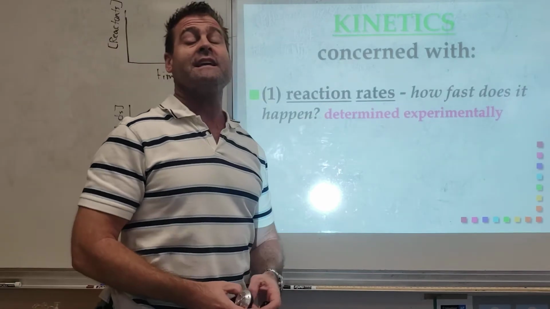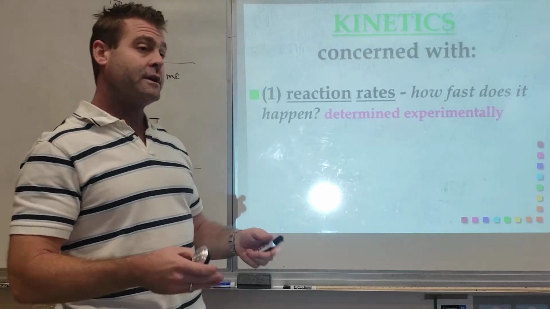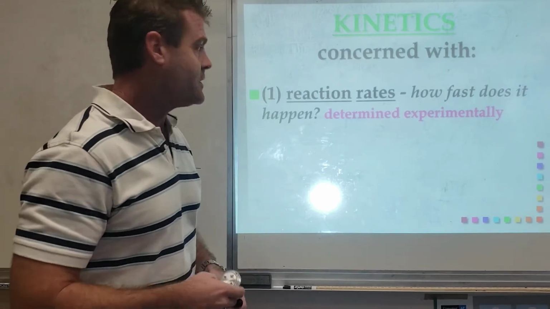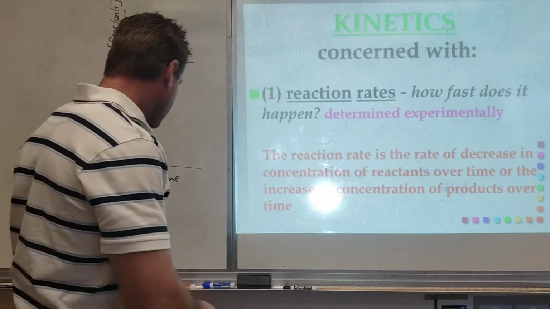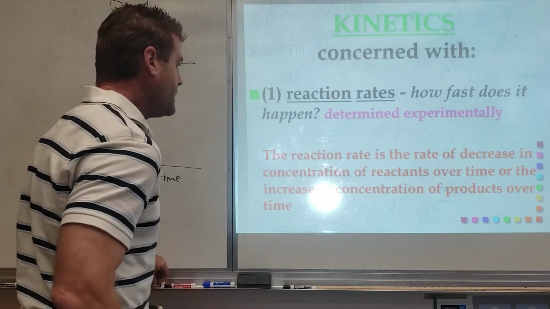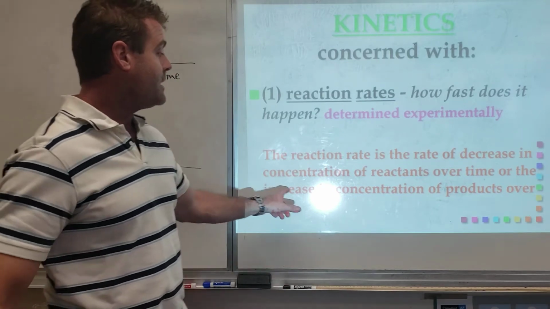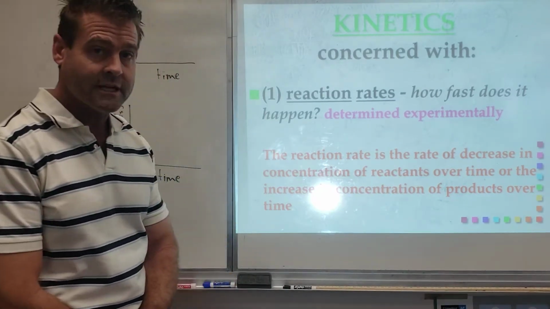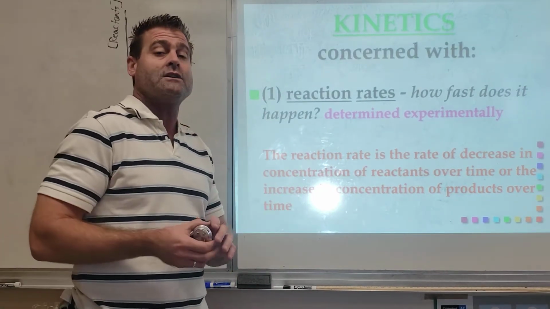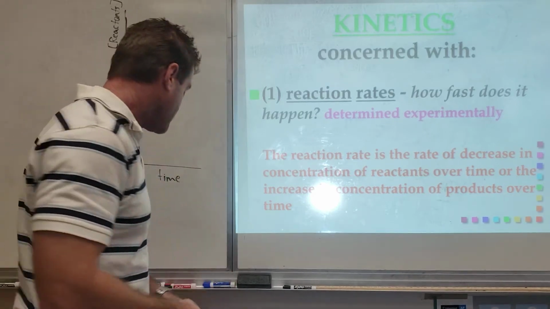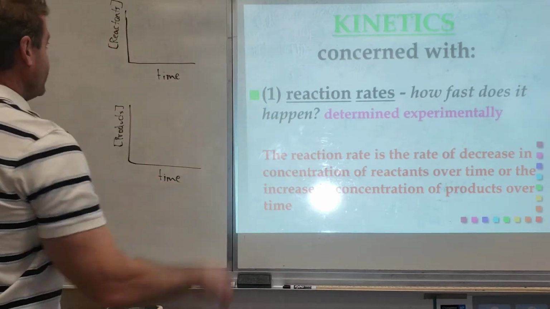And that's determined experimentally. So we could actually measure the rate at which there's a decrease in the concentration of reactants over time, or an increase in the concentration of products over time. So you can always look at a reaction speed either from the perspective of the reactants or the products. So you guys write that down.